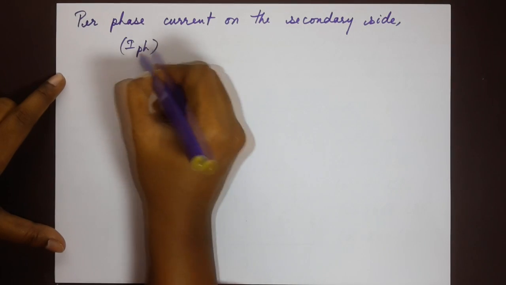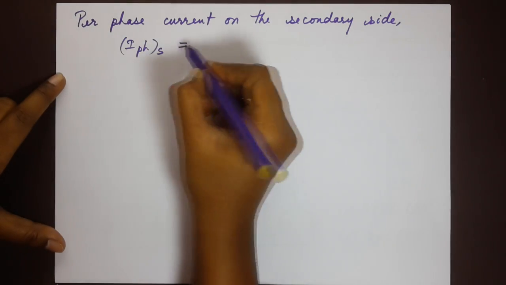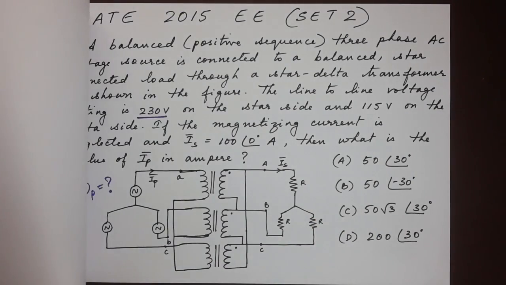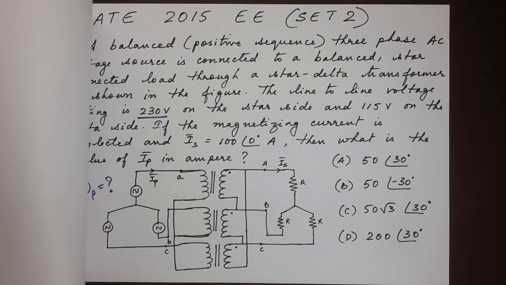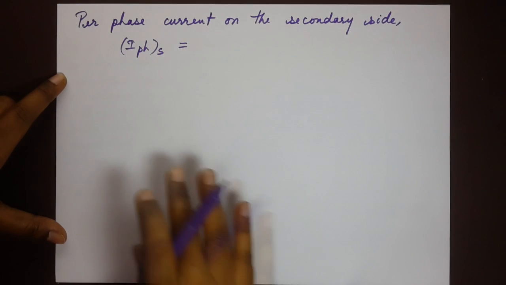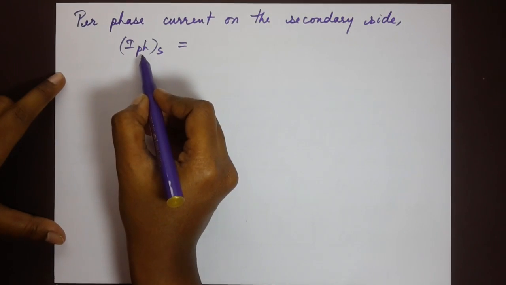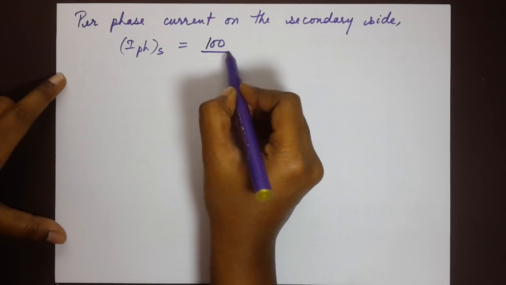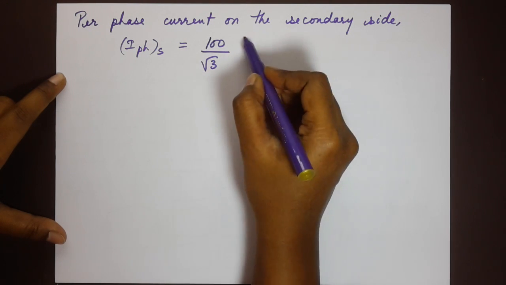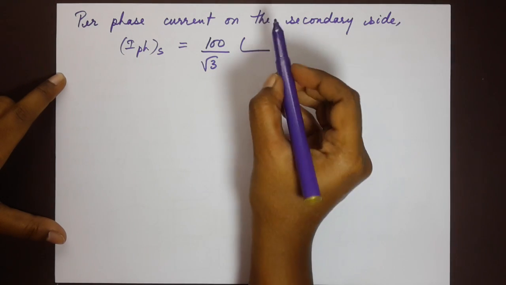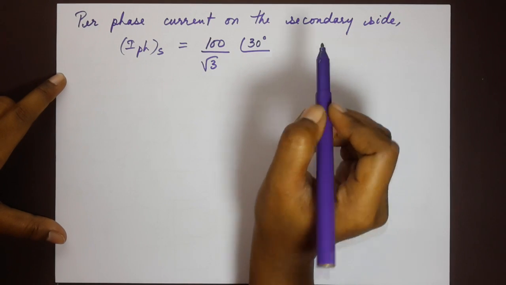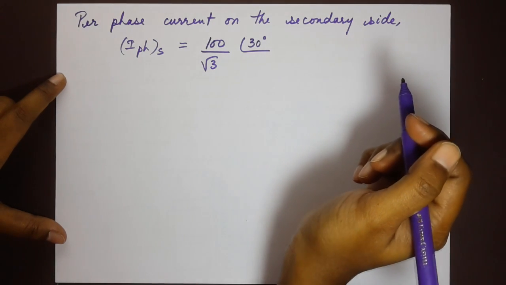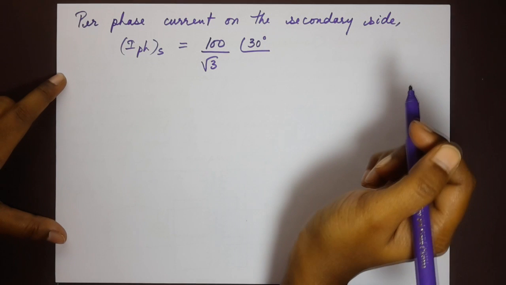I phase secondary. Okay, so the current given to us is 100 angle 0. Do you see that? IS equals 100 angle 0. But since we are calculating the phase current, that would be 100 divided by root 3. Angle, it's not 0 anymore, it is 30 degrees. Now this is because of the line current being connected in star connection.